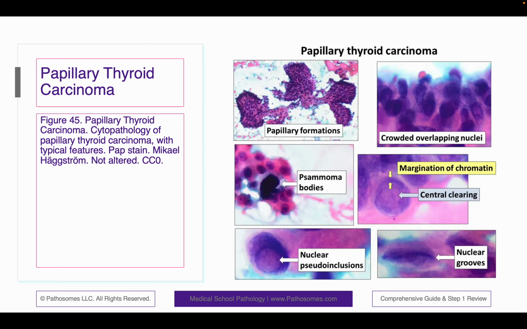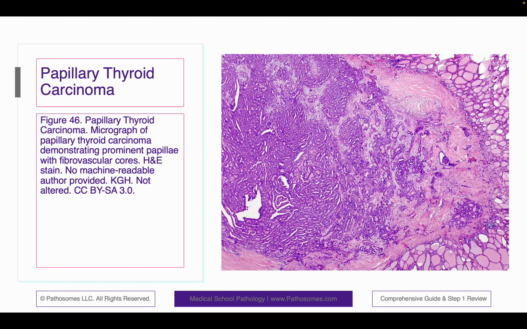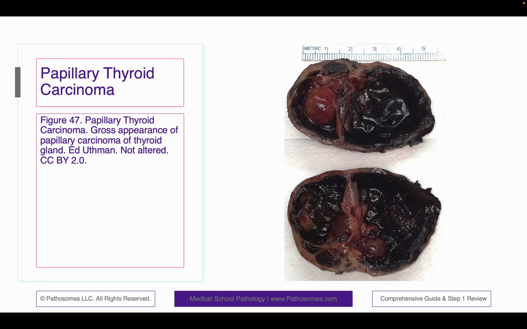And here are different features of papillary thyroid carcinomas that you should be aware of, some more than others. You should definitely know what psammoma bodies look like, as well as nuclear pseudo-inclusions and nuclear grooves. And here we have a micrograph of papillary thyroid carcinoma demonstrating the prominent papillae with fibrovascular cores. And here's what it looks like grossly.